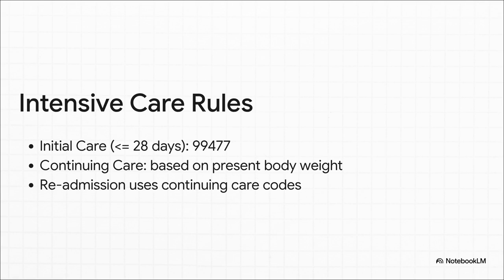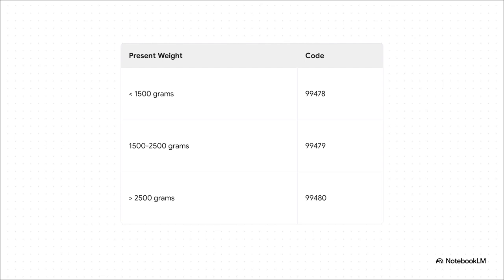But for every single day after that initial day, a completely different variable takes over. It's no longer just about age, it's all about the baby's present body weight. You literally have to check the medical record for the current day's weight in grams. If the recovering infant's present body weight is less than 1,500 grams, you report 99478. If they are between 1,500 and 2,500 grams, it's 99479, and over 2,500 grams, you report 99480. Because a baby's weight constantly fluctuates in the NICU, the code you report can actually change from day to day as they cross these specific weight thresholds.